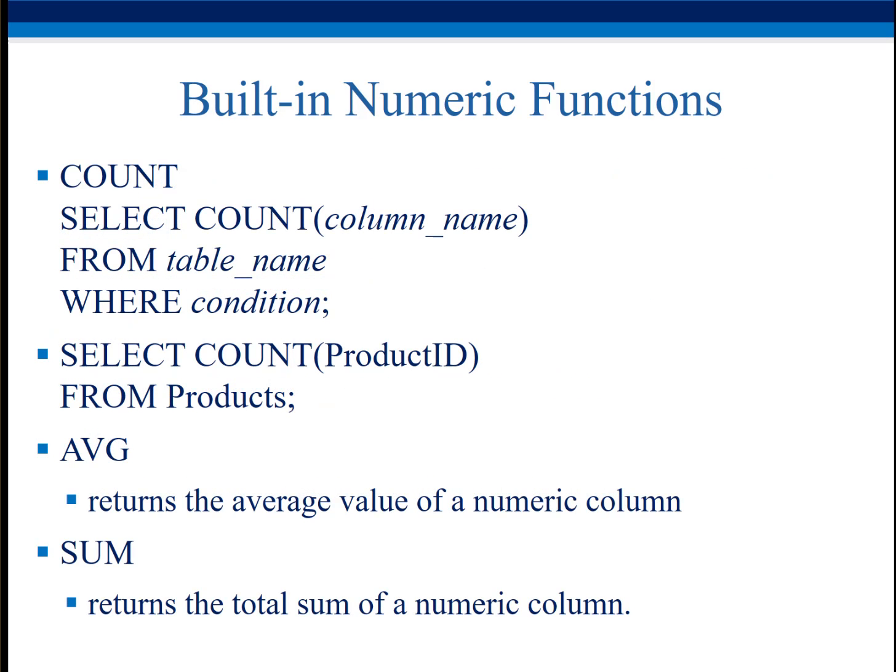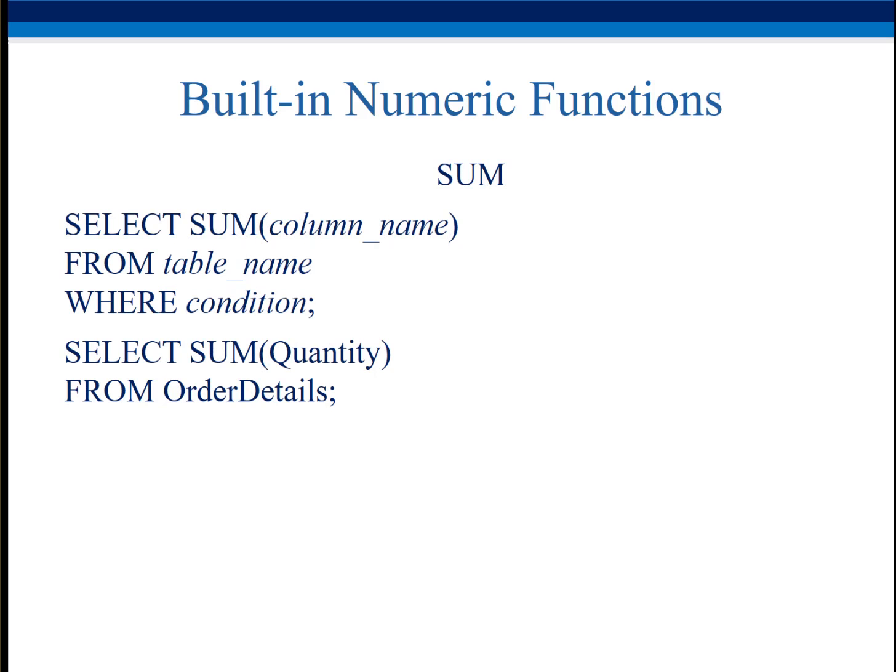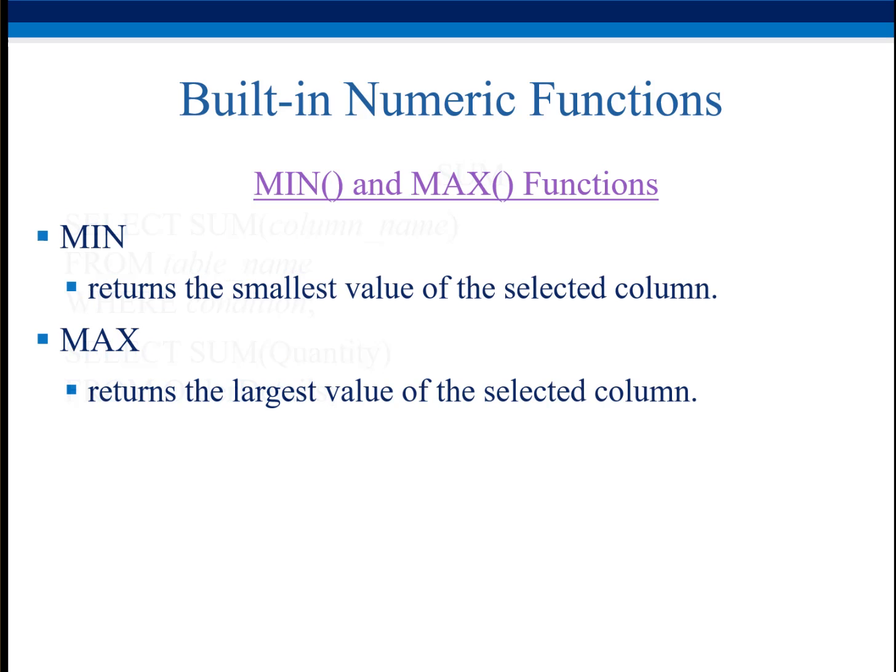So here we have select count, column name from table where condition is. So we have select count product ID from product. So basically we're going to count the number of product IDs. So it will physically count how many are there. Average and sum we talked about. So you have links also as well on the first slide. And basically average is the same thing. You're just using AVG instead of count. Sum, you're using sum instead of count or AVG.